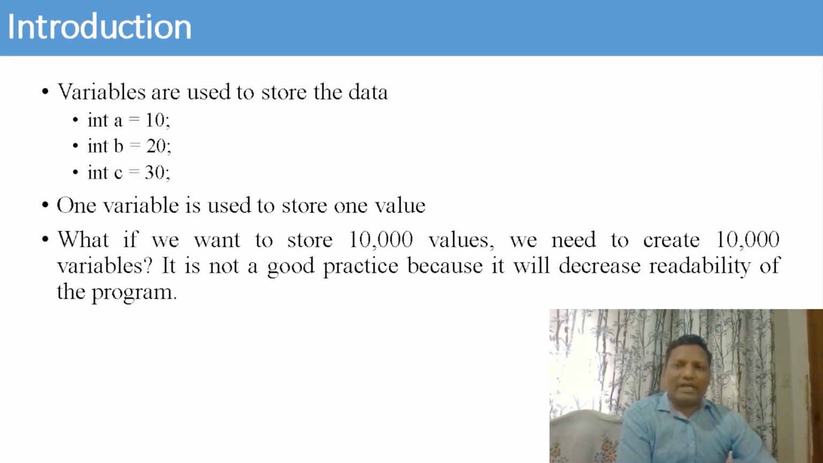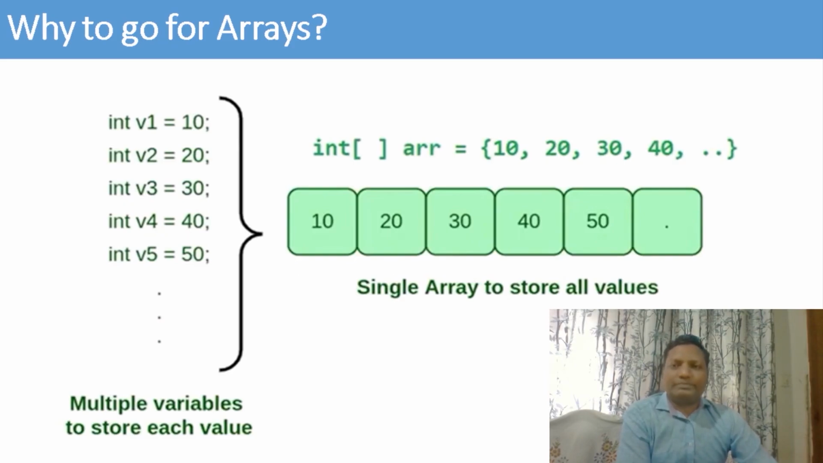In any programming language, variables are used to store data. If you want to store a single value, we use a single variable like int a is equal to 10. For multiple values, you would typically need multiple variables. For instance, if you want to store 10,000 values, writing 10,000 variables inside a program is impractical and not good programming practice, as it decreases the readability of the program. This is where arrays come into play.